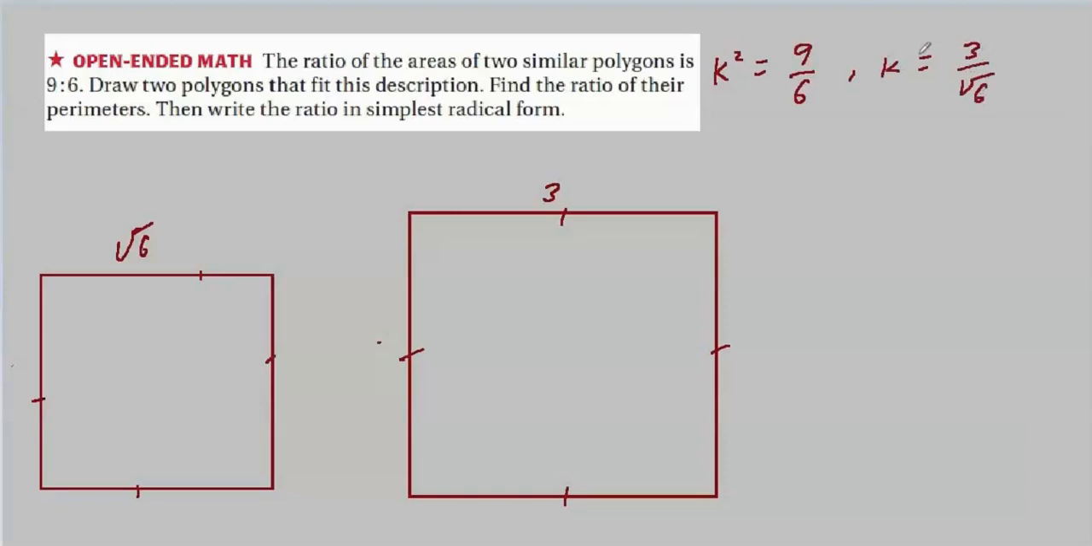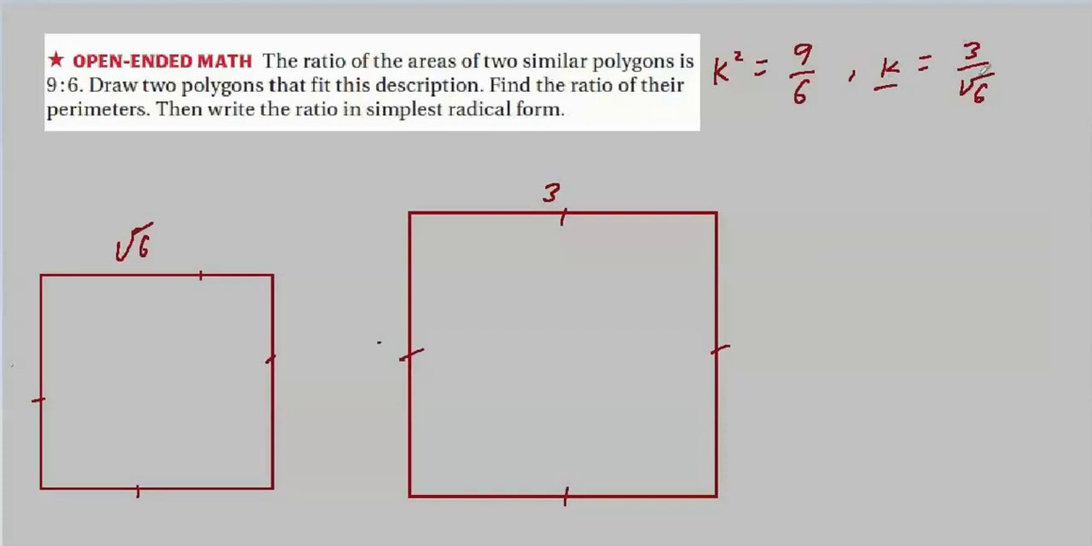That's the scale factor. They asked us about the ratio of the perimeters. But we know now that the ratio of the perimeters is exactly the same as the scale factor. Not for areas. The ratio of the areas is the square of our scale factor. But for perimeters, it's exactly the same. The only thing we haven't done is write this in the simplest radical form. Just remember to make it simple.